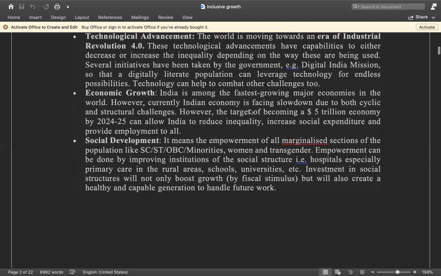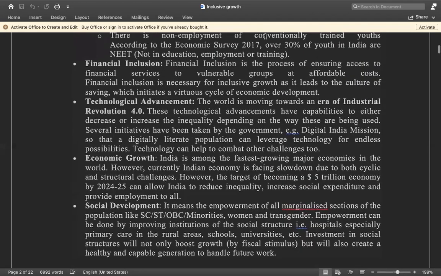How many of you know about the trillion? $1 trillion economy. Aditi, Shanmukh, what is the name? How many zeros are there for trillion? Sir? Trillion. How many zeros will be there?